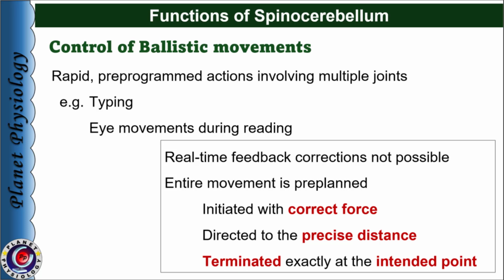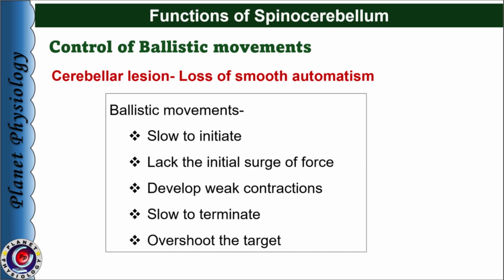In the absence of proper cerebellar control, ballistic movements become impaired. They are slow to initiate, lack the initial surge of force, develop weak contractions, are slow to terminate, and often overshoot the target.